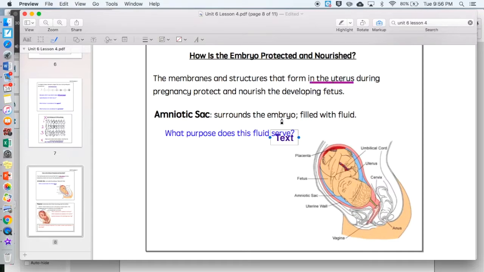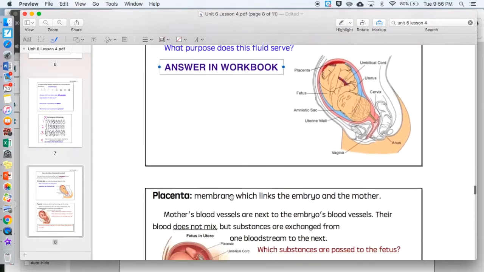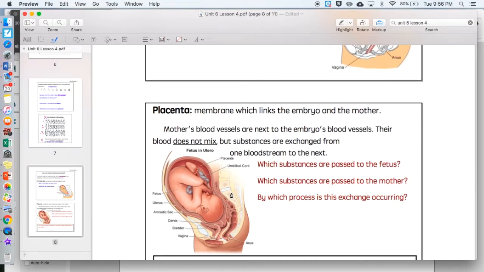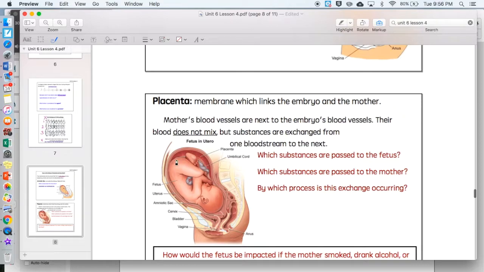It's not quite water. There's a lot of nutrients in that fluid. There are cells that are helping the fetus develop. But I'd like you to answer in your workbook what you think that fluid is for. So here it's illustrated in blue. Why might that be there? So think it through. We'll talk about it tomorrow.